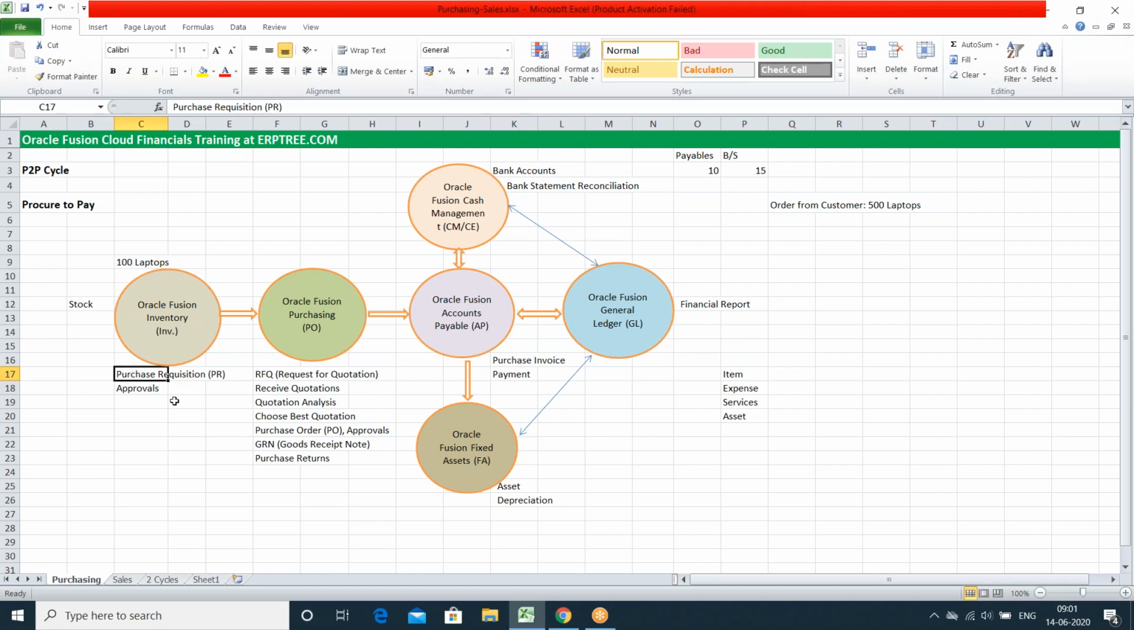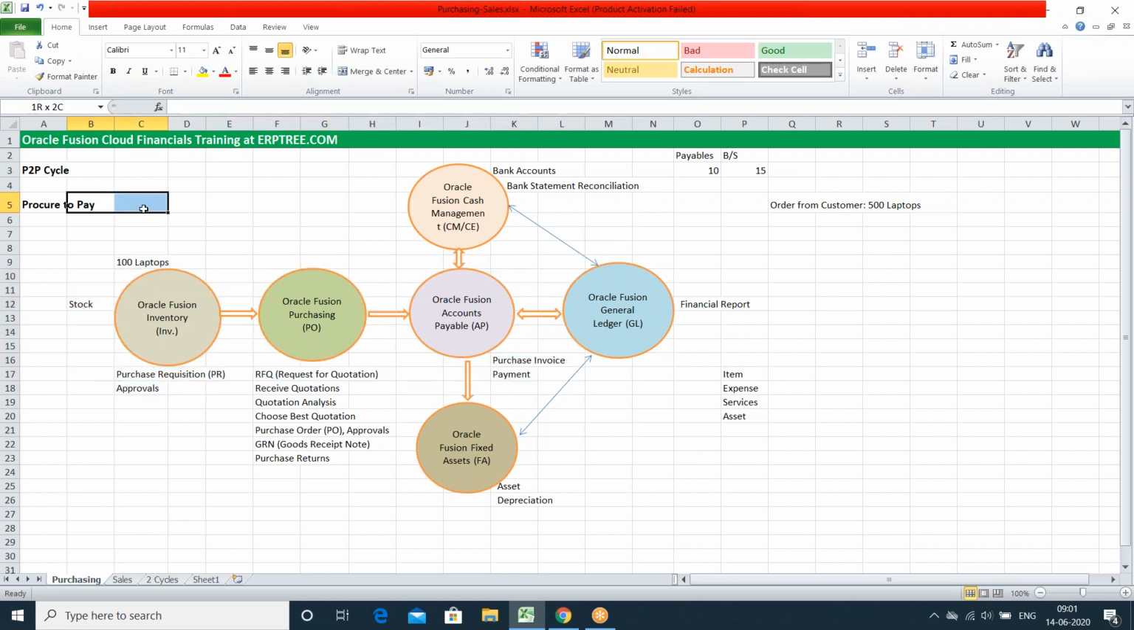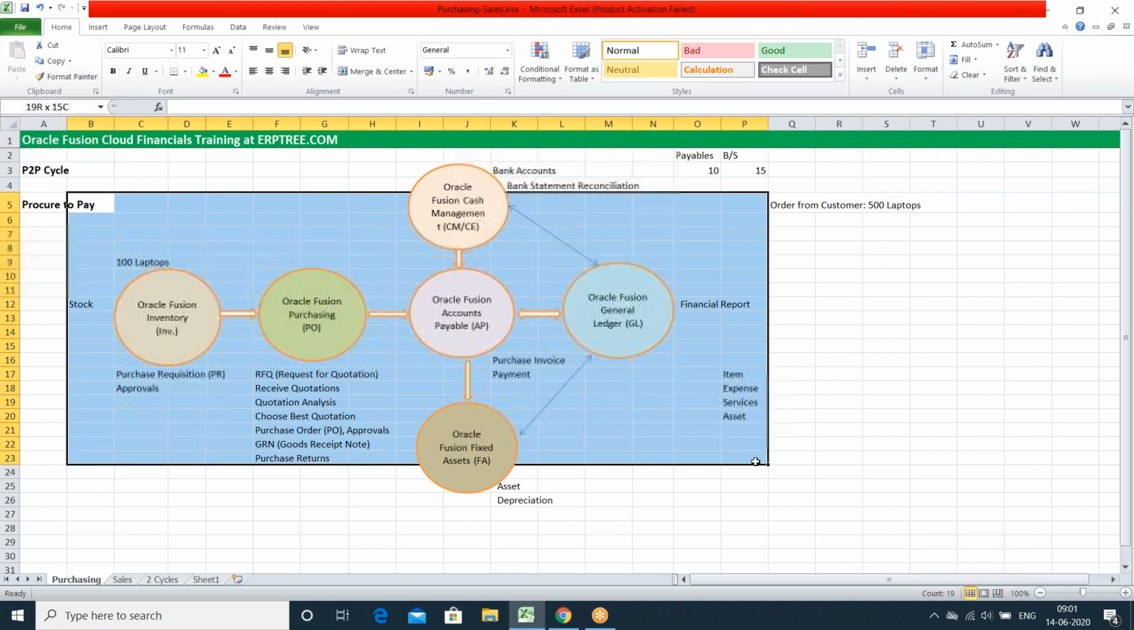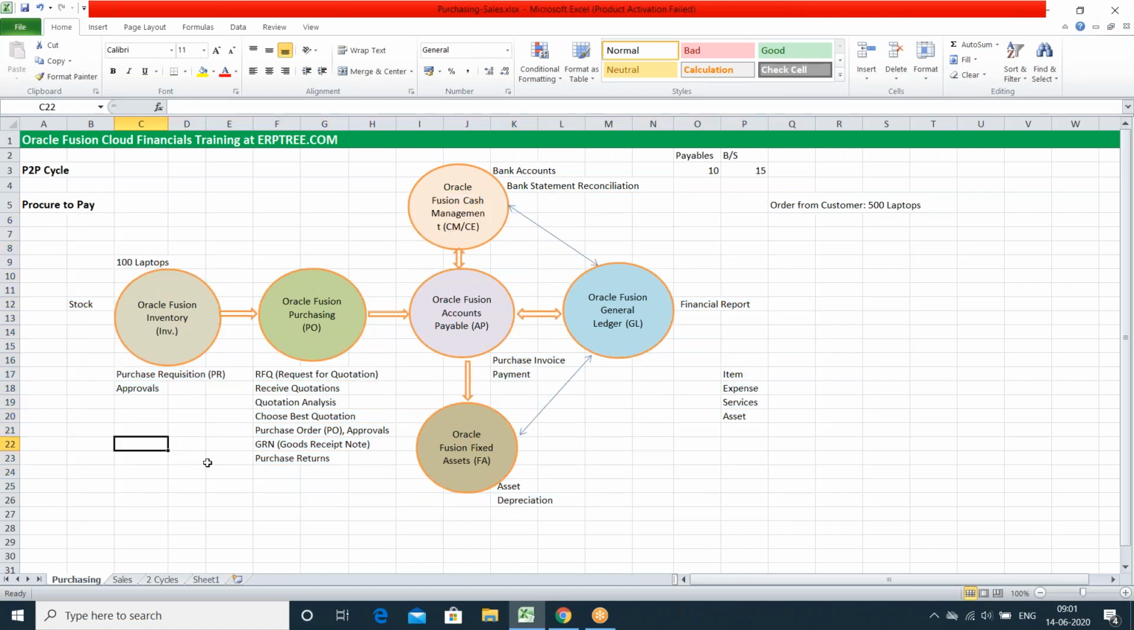Right from requisition until we make the payment, these activities we handle using these 3 departments or 3 applications. These departments are in touch with other departments to share the information. So this overall process we call the P2P cycle, the procure to pay cycle. Why are we calling it a cycle? It is a cycling activity.